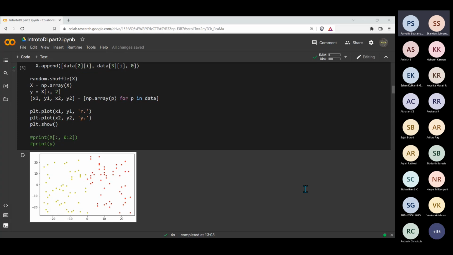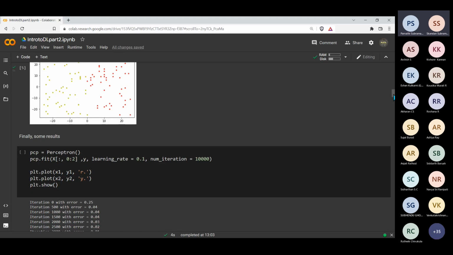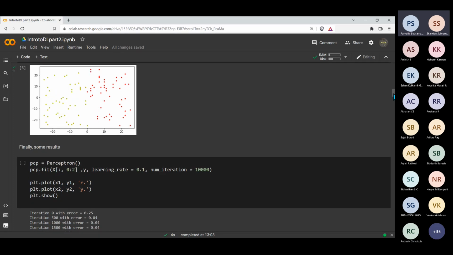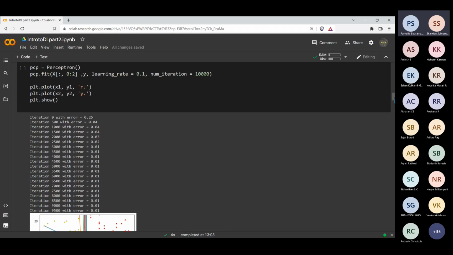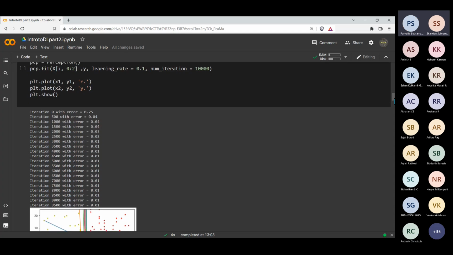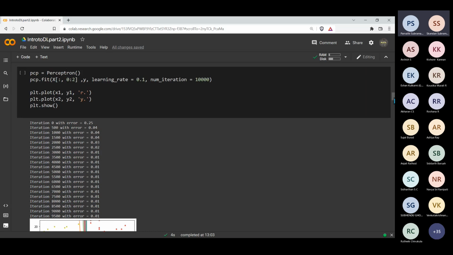And we want our perceptron to find the right line which has all the red points on one side and all the yellow points on the other side. So that would help in distinguishing between the red type of point and the yellow type of point. So if you go down, we would have fed in the input data which we just generated into the model. And we see that every 500 iterations, it's going to print the error. And after the final iteration, it shows us the graph.